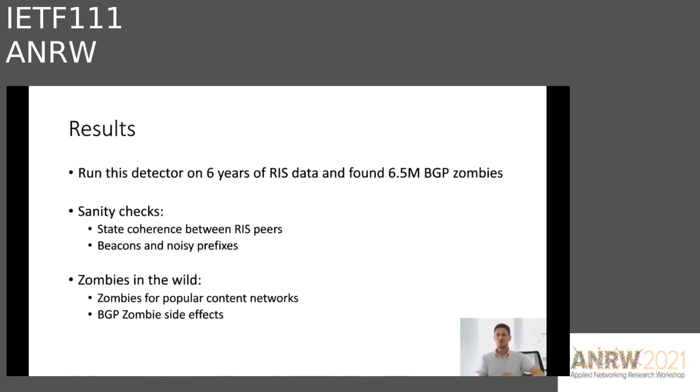So using this very simple zombie detector, we analyzed 6 years of BGP data and found 6.5 million BGP zombies. And we looked at different things in these zombies. First, we ran some sanity checks. I will explain that in the next slide. And we also looked at some of the characteristics of zombies in the wild.